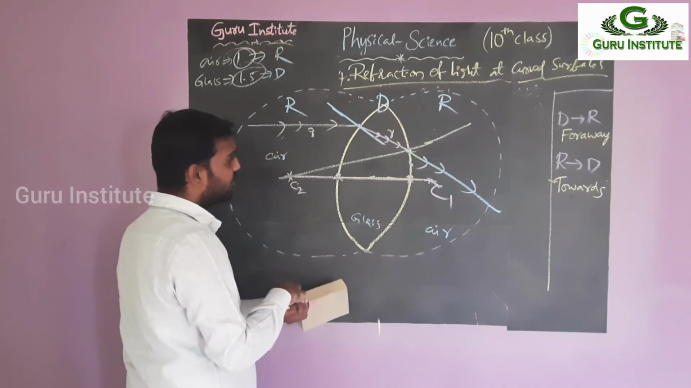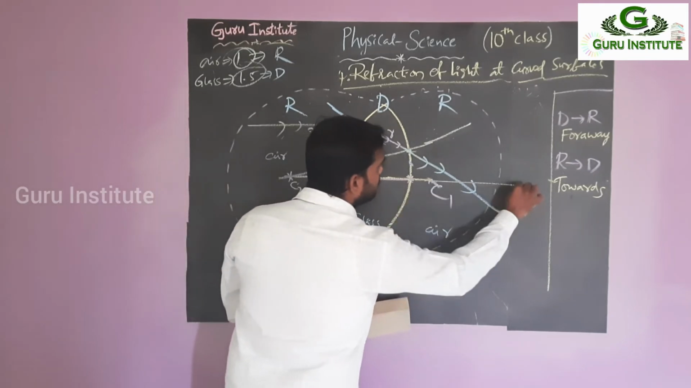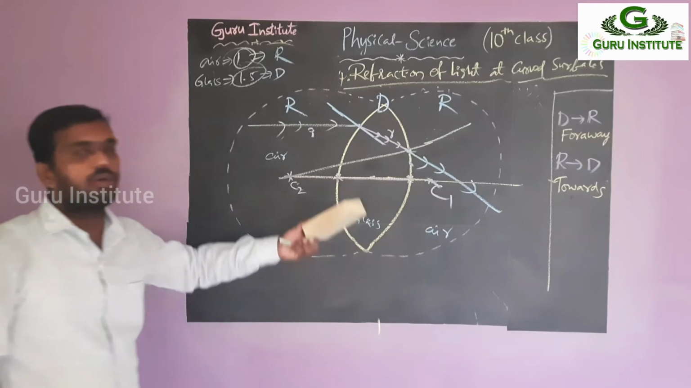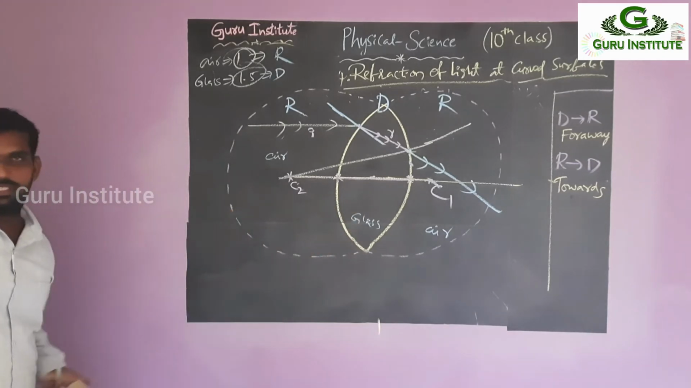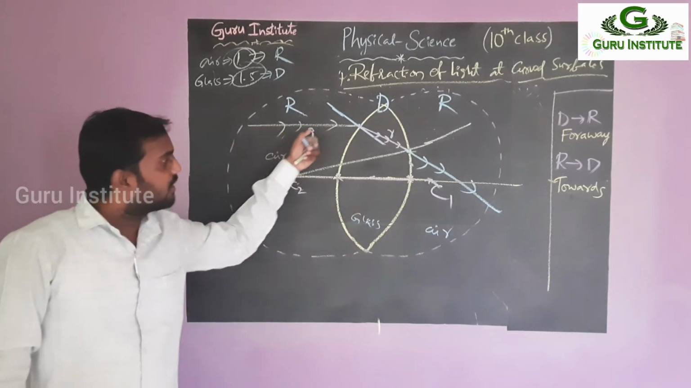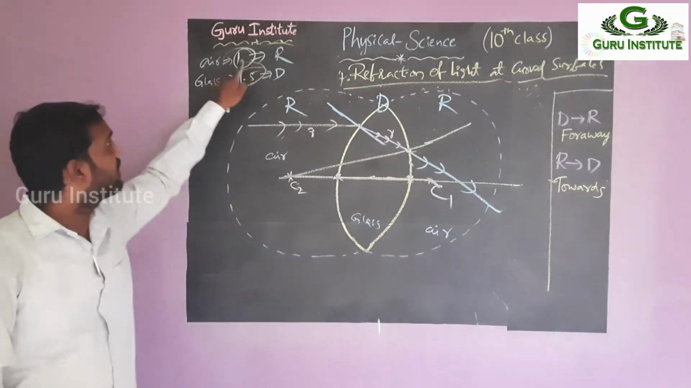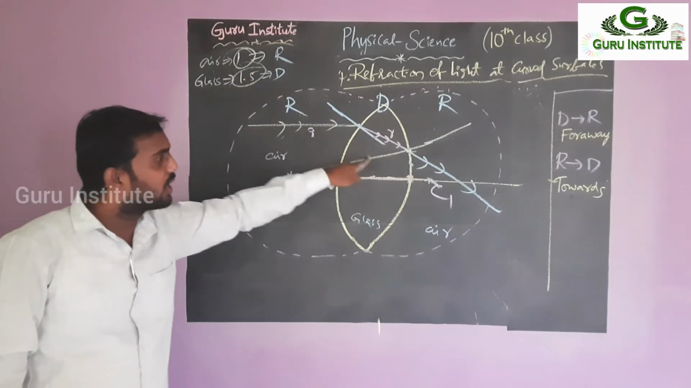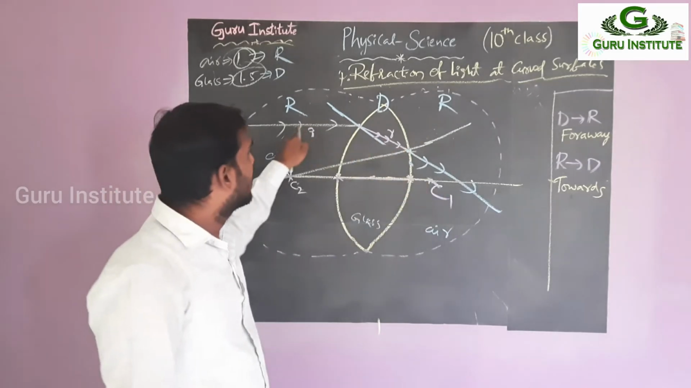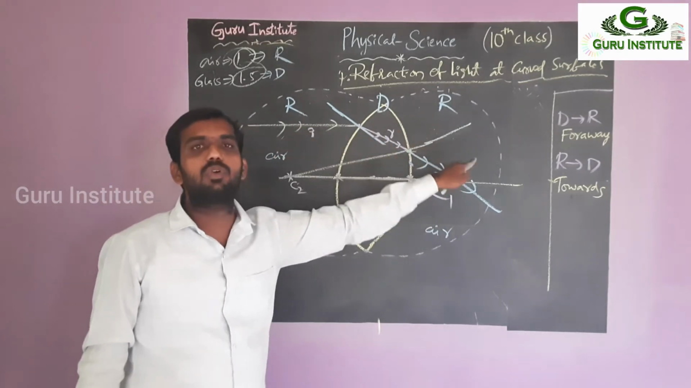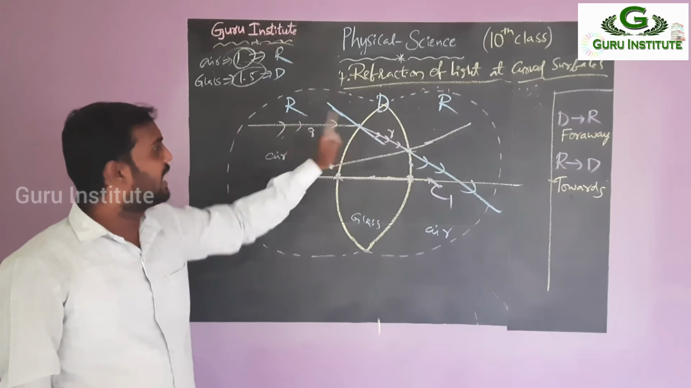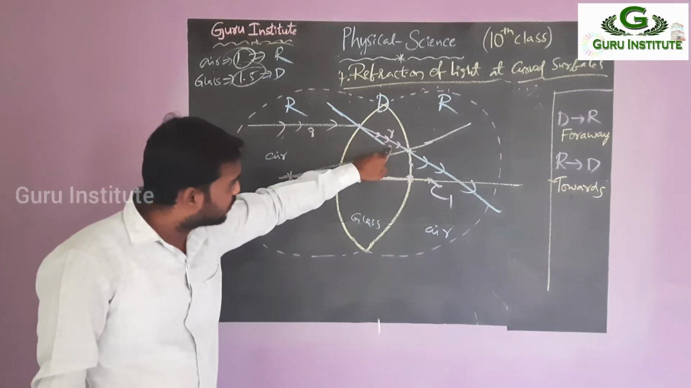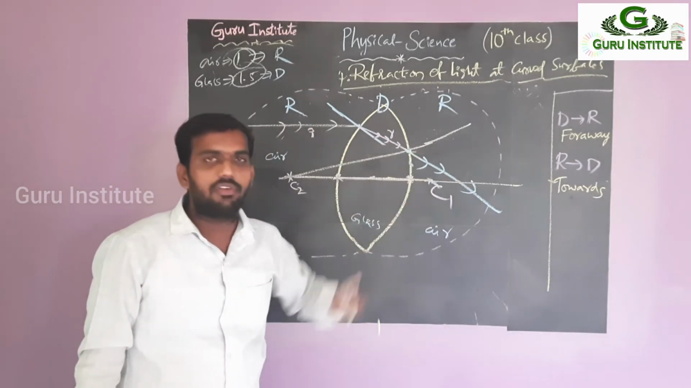So I am extending the principal axis. Okay, order in place. Now observe. In a convex lens, air, glass, air: air has a refractive index of 1, glass has a refractive index of 1.5. So it is entering from air to glass and glass to air, rarer medium to denser medium to rarer medium. So this is towards, I am taking towards, and after that far, I am taking far.